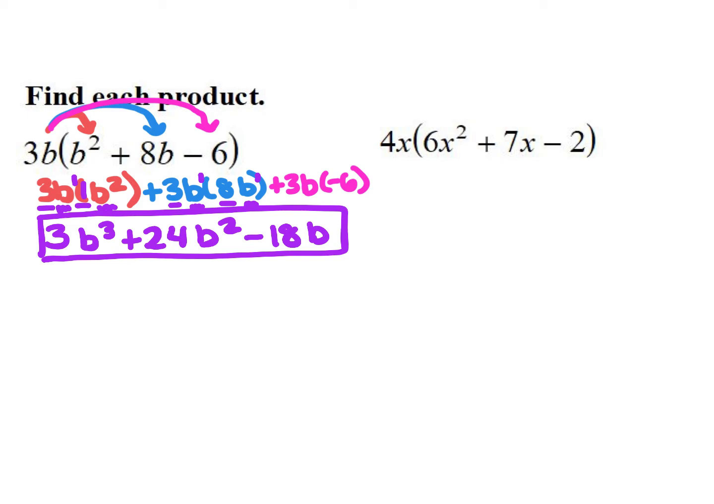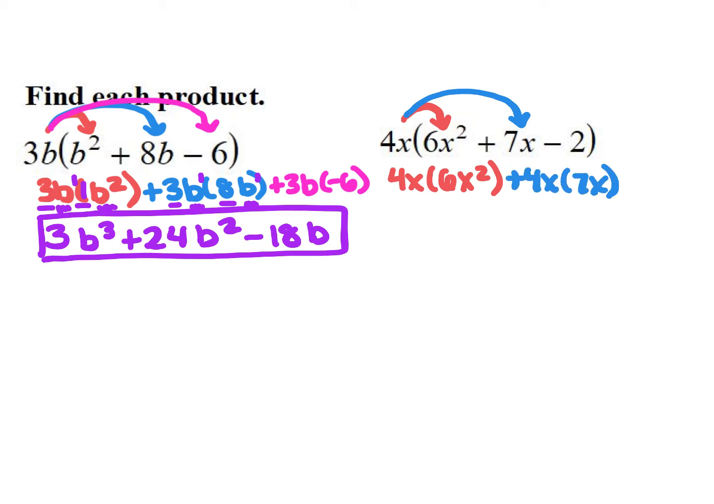Then for the next one, I'm going to follow the same process. So I multiply the 4x times the 6x squared. Then I multiply the 4x times the 7x. And the 4x times the minus 2.